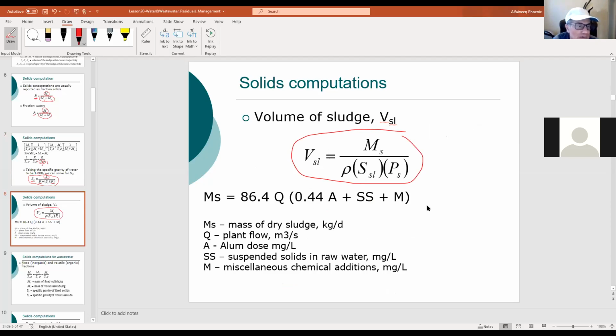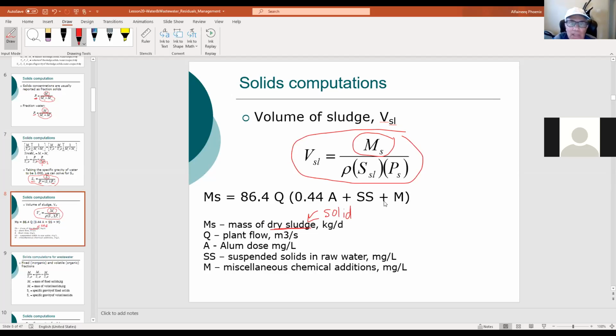So two formulas here, one for the specific gravity of the sludge, and the other one is the volume of the sludge produced. Now, the mass of the solids, or sometimes you can call it dry sludge, dry solid, no water in it. It depends what you are producing and how much you're producing of it.